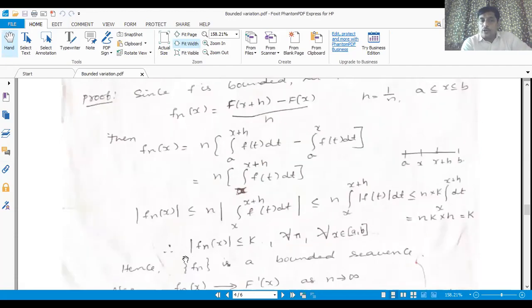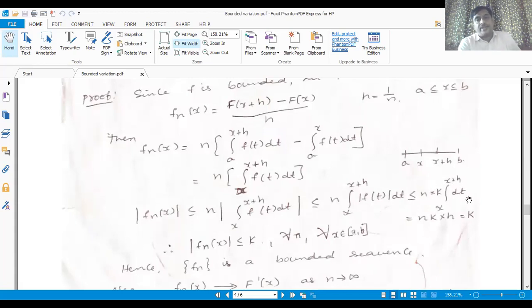Then you know that the modulus is bounded: mod of f_n(x) is less than or equal to n times the integral from x to x+h of f(t) dt. The modulus can be taken inside, so that becomes less than or equal to n times the integral from x to x+h of mod f(t) dt. Here mod f(t) we take as k, because f is a bounded function. F is bounded means it is less than or equal to k. Then n times k times the integral from x to x+h of dt.